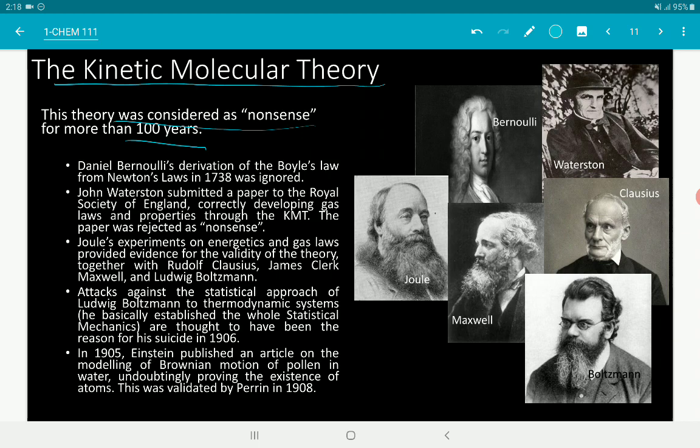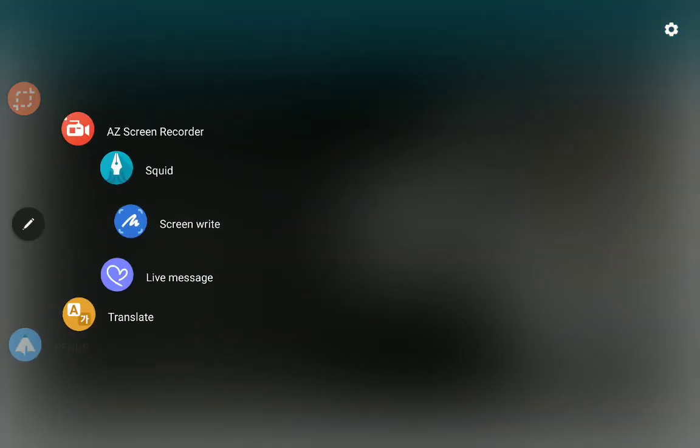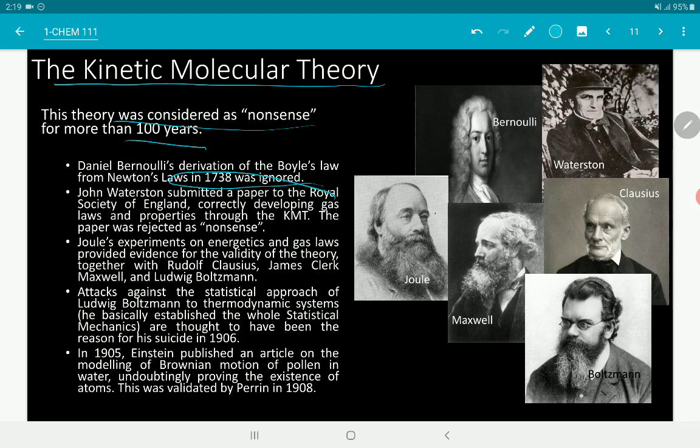Actually, it was only after Einstein proved that it was indeed atoms that make up all matter that this theory was finally accepted. Kasi, pansin nyo, in 1738, it was ignored. Okay, yun yung paper ni Daniel Bernoulli. Waterston, it was tagged as nonsense. Imagine a journal being tagged as nonsense.